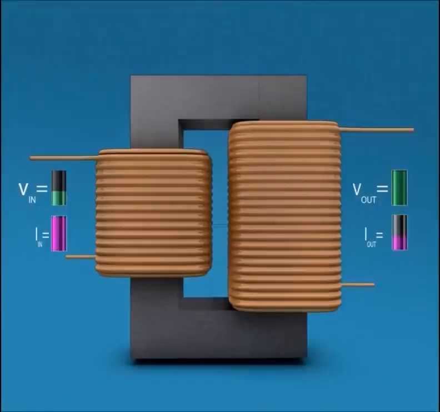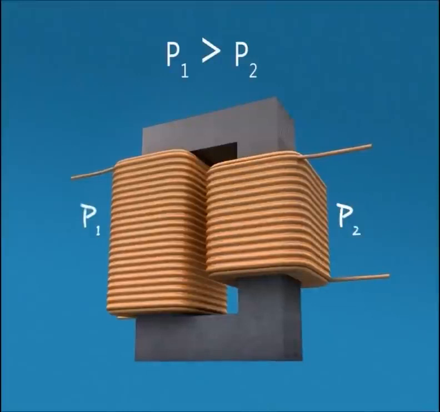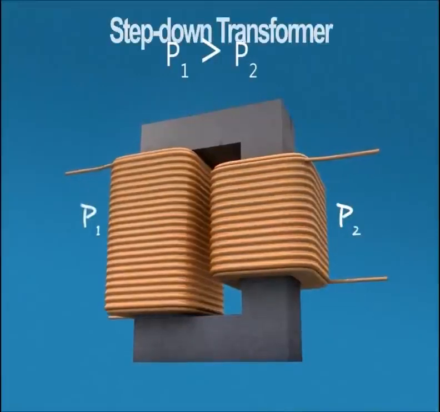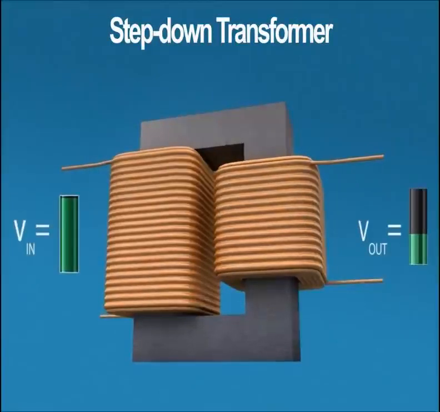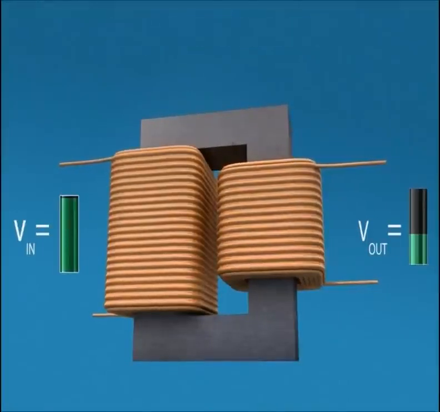Similarly, when the primary coil has more turns than the secondary coil, the transformer is called a step-down transformer, and the voltage induced on the secondary side, V out, is less than the applied voltage, V in, on the primary side.